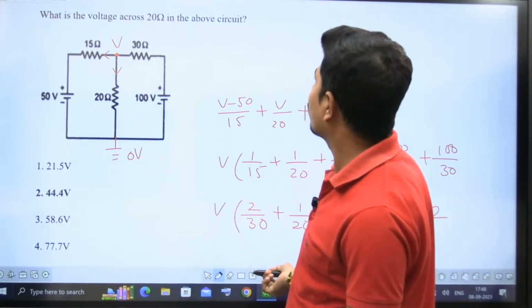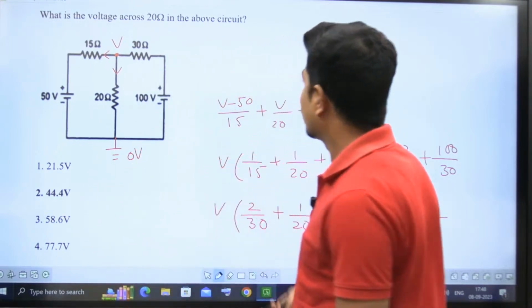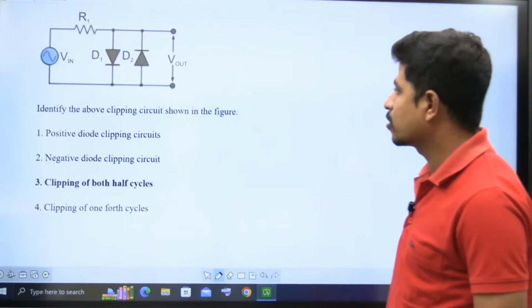Or he's asking about V only, no? Yeah, he's asking about V. Simplify this one, you get that voltage V. Simplification, I'm leaving it to you, right? Let's go to the next question.